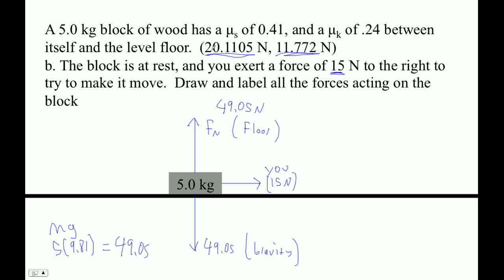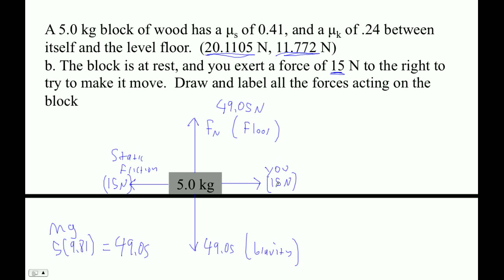Now, it's not enough to break the little bonds that have formed between this and the surface there, right? And so the floor is just going to exert a force equal and opposite backwards. Okay, this is static friction. Okay, this is also 15 newtons. Okay, because remember, static friction is a limit. You haven't reached 20.1105 newtons, right? So therefore, it's not going to move.